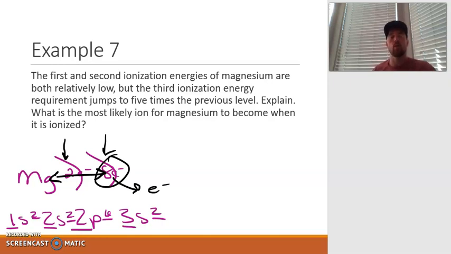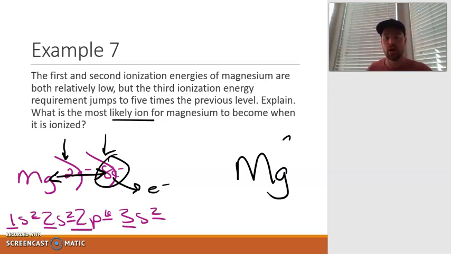So based on understanding that the first and second ionization energies will happen fairly easily, what is the most likely ion for magnesium to become when it's ionized? Considering that the first 2 electrons were relatively easy to remove, it's likely that magnesium would become positive 2. And think about that. That actually lines up with what we know, because where is magnesium on the periodic table? It's in the alkaline earth group, which is group 2. And group 2 elements form positive 2 charges.